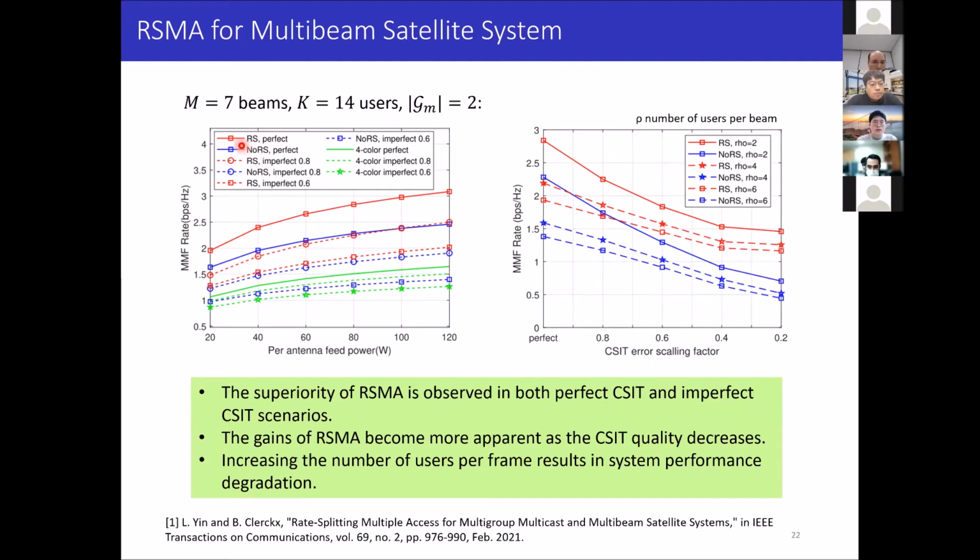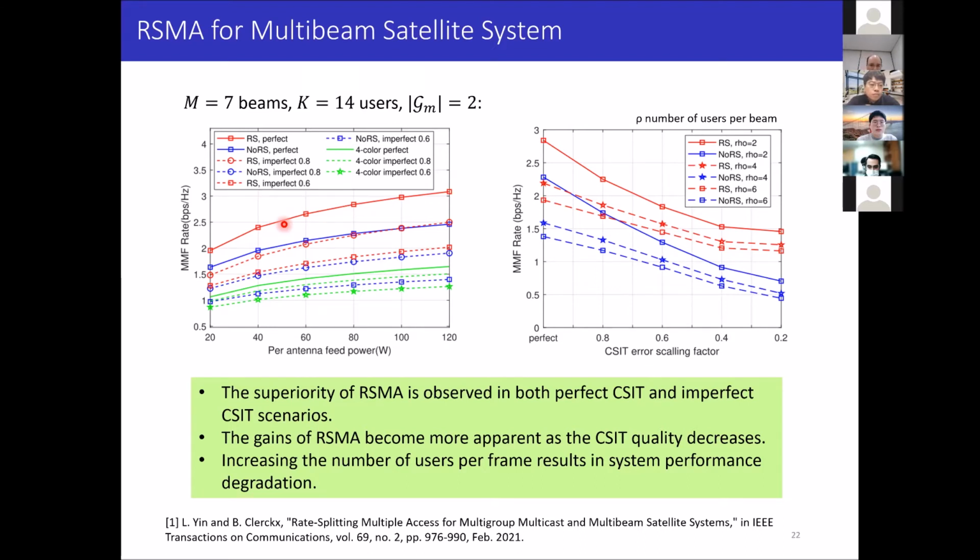And you see that, for instance, in perfect CSIT, the blue one is multi-user linear precoding and the red one is rate splitting. That gain translates into quite a big gain in terms of saving per-antenna-feed power. You see that you can decrease by 60 watts. So you go from 120 here to less than 60 watts. You decrease by a factor of 2 the amount of power that you need to achieve the same rate. And the reason for that is that the split of the messages enables you to manage the interference between all those beams much more effectively.